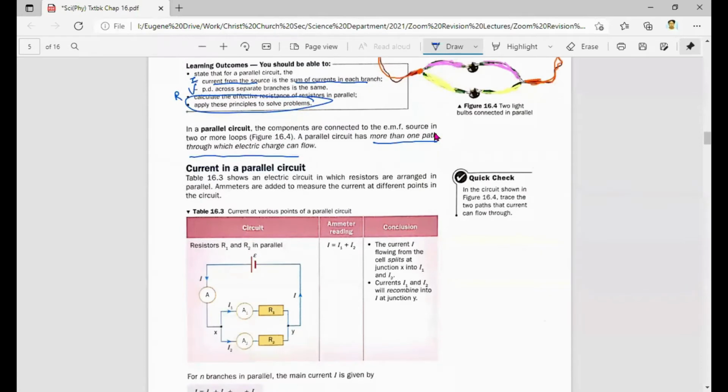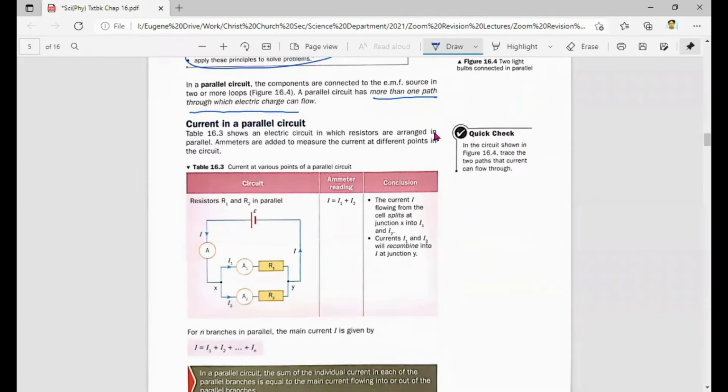So how do you find the current in a parallel circuit? Let's look at 16.3. 16.3 shows an electric circuit in which resistors are arranged in parallel. So you've got R1 and R2. Ammeters are added to measure the current at different points in the circuit. So they add A over here, one ammeter here. This ammeter actually measures the total current flowing through the whole circuit. A1 measures I1, A2 measures I2.